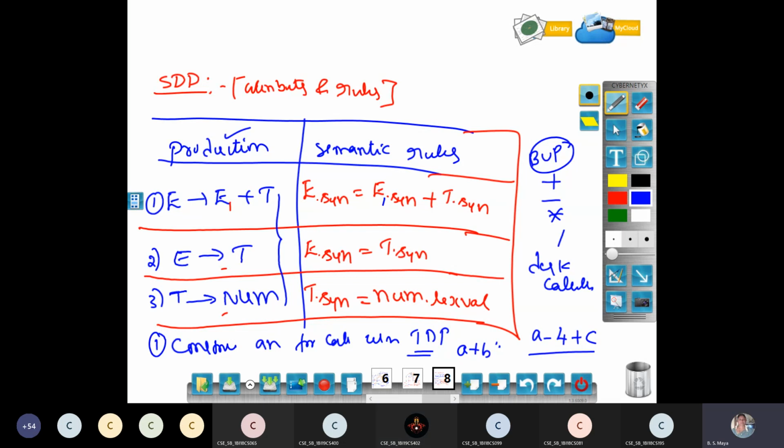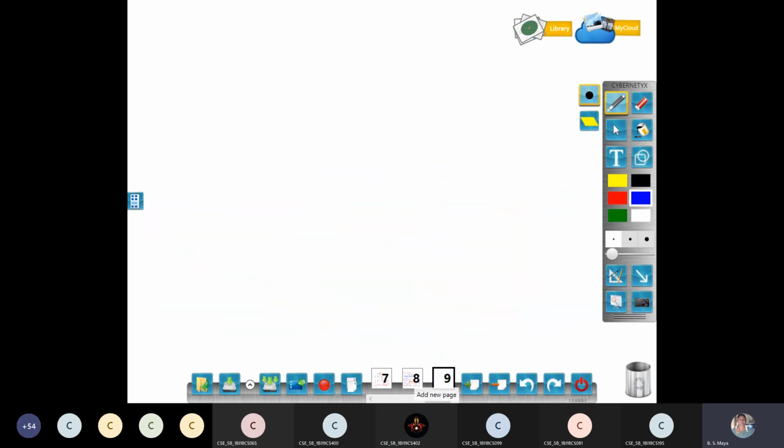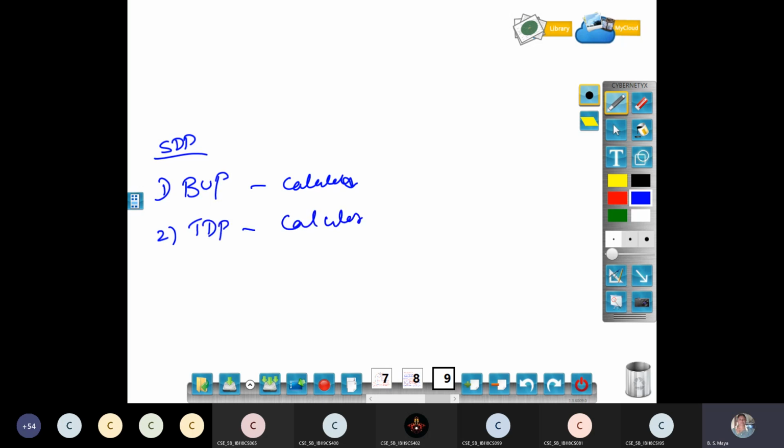Okay, there are 3 types of problem that will come in the exam with respect to SDD. Normally, as your textbook mentions, one is to construct an annotated tree by using a bottom-up parse tree, for the calculator problem only. Second is to construct an annotated tree for top-down parsing with all the operators. If you learn all the operators, then in the exam, whatever input is given, you just write that diagram and table.